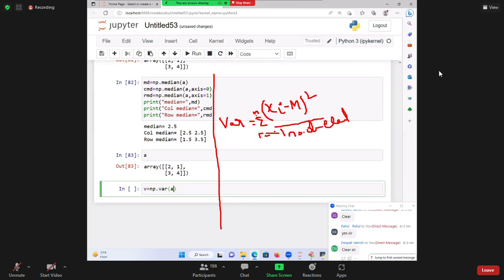I don't know whether you know this formula or not. What is xi? First element, second element, third element, fourth element. What is m? Median, sorry, not median, mean. What is the mean of this data? 2 plus 1 plus 3 plus 4, that is 10 by 4.